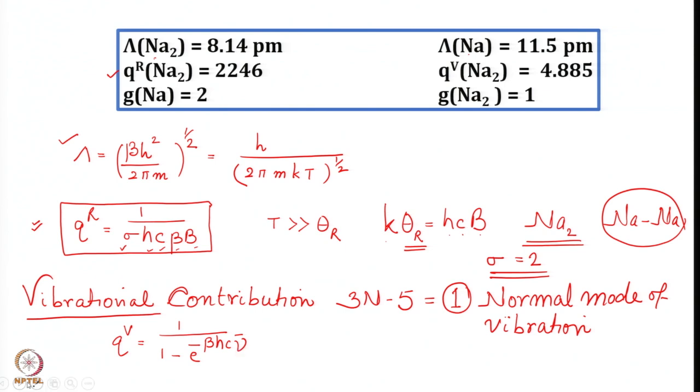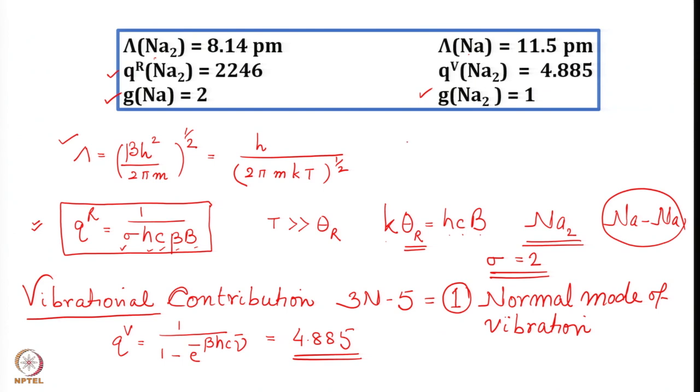Once you substitute these numbers, what we have is 4.885. This is the number that we are going to get. Third one, the degeneracy of the electronic ground state for sodium atom is 2. The degeneracy for the ground electronic state for disodium molecule is 1. So by now we have everything.